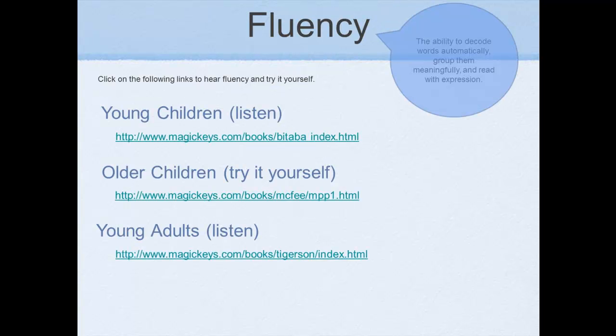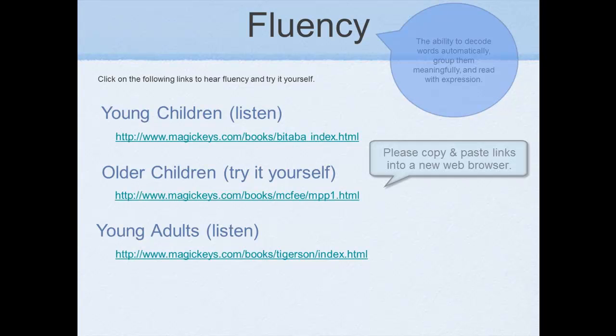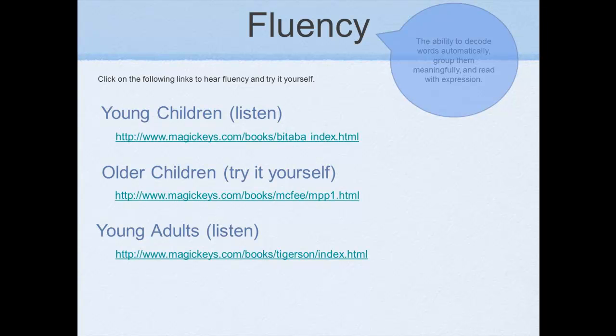Finally, this is a page that gives you some idea of how fluency sounds. These are links that you can click on. The first one, you'll be able to listen to young children reading. The second link is older children. You can even try it yourself. And finally, young adults, where you can listen to fluency with young adults. Remember, fluency is the ability to decode words automatically, group them meaningfully, and read with expression.